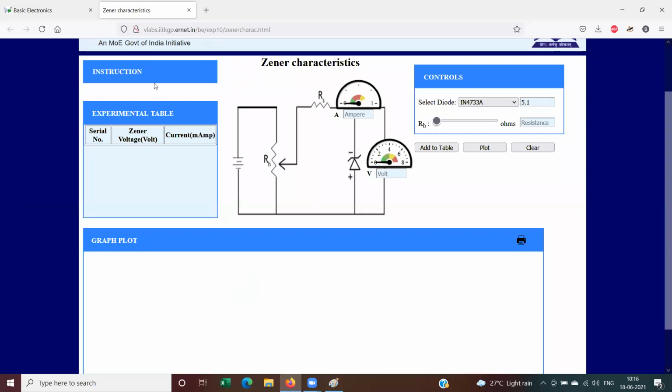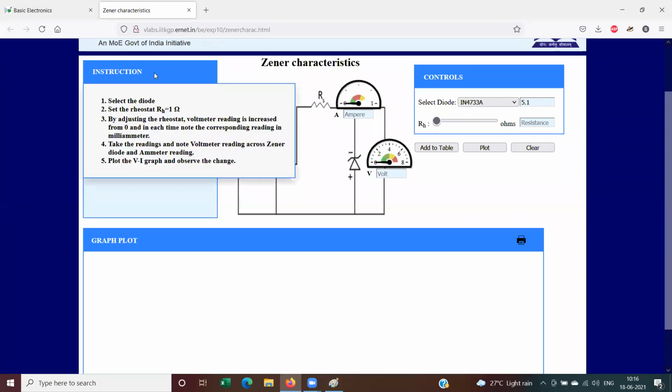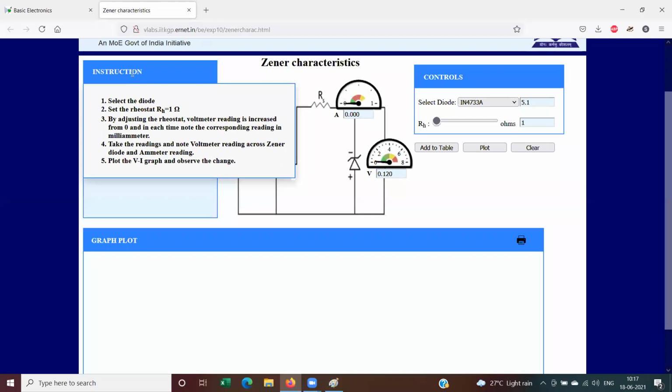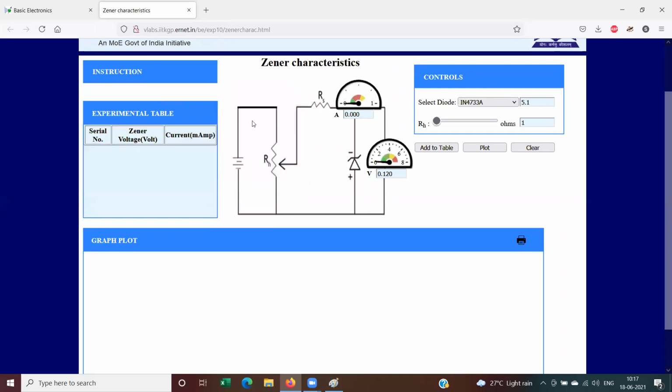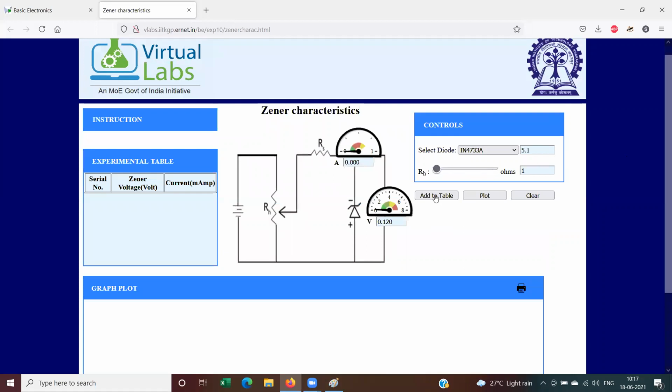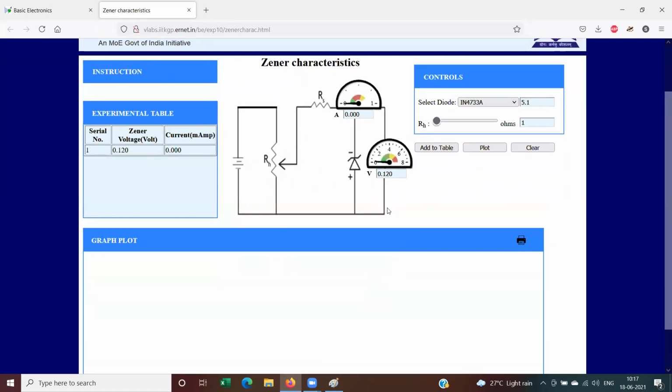Second step is to set the rheostat RH to 1 ohm. Let us do that. Third, adjust the rheostat. The voltmeter reading is increased from 0, and each time note the current in the milliampere. So this current is showing in milliamps. Let us change the rheostat and note the values of V and I. Let us add these in the table. Change the rheostat and keep adding.